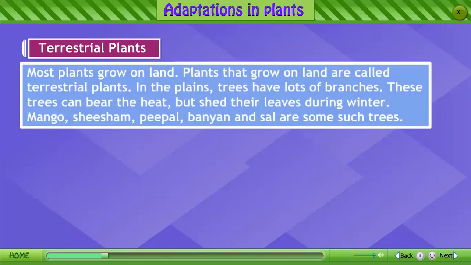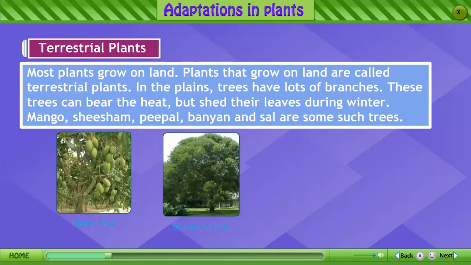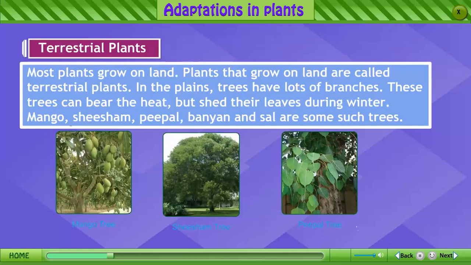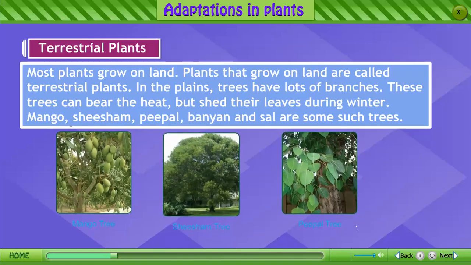Terrestrial plants. Most plants grow on land. Plants that grow on land are called terrestrial plants. In the plains, trees have lots of branches. These trees can bear the heat, but shed their leaves during winter. Mango, shisham, peepal, banyan, and sal are some such trees.